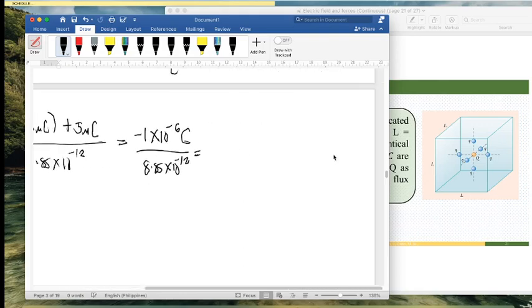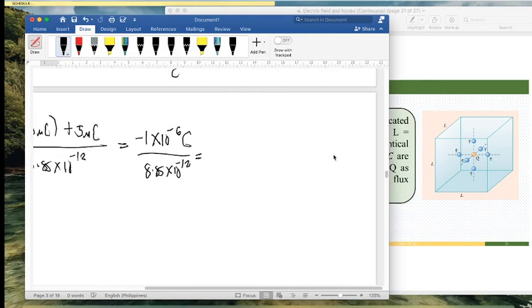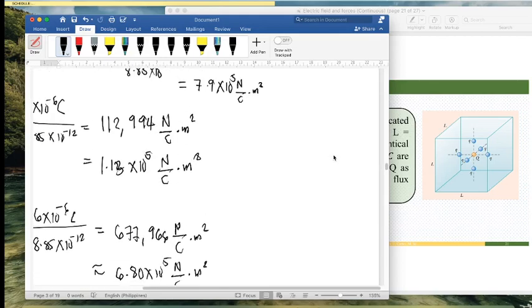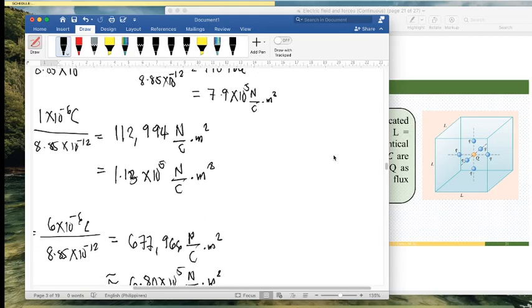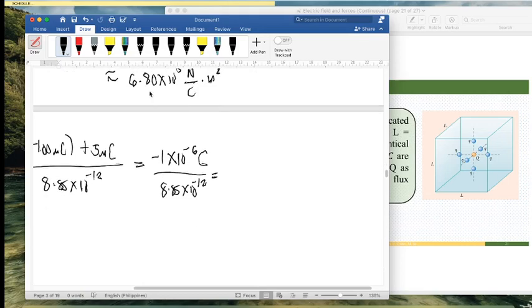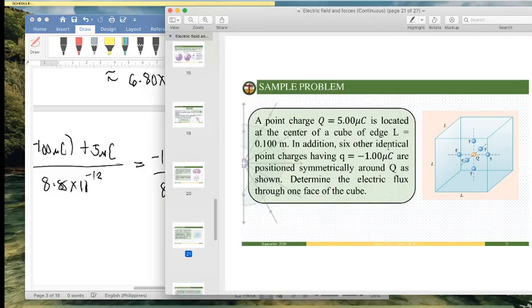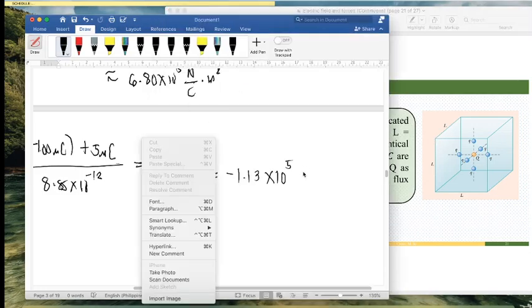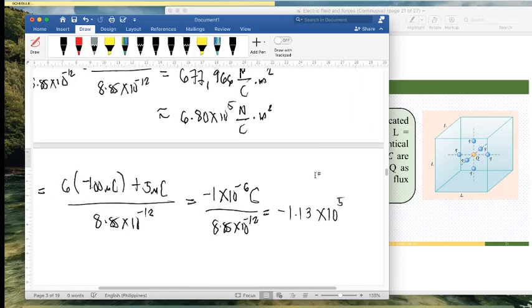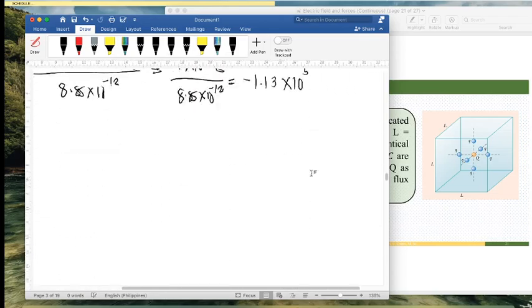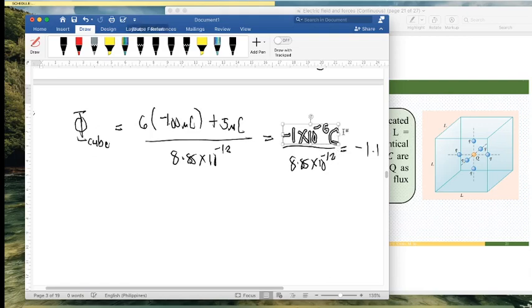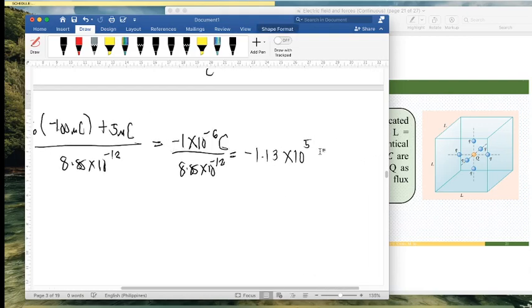So that is equivalent to how much? So we have here, same lang sa taas, di ba? Katong 1, ito lang tong E. So that is 1.13 times 10 to the 5, Newton per coulomb times meter squared.